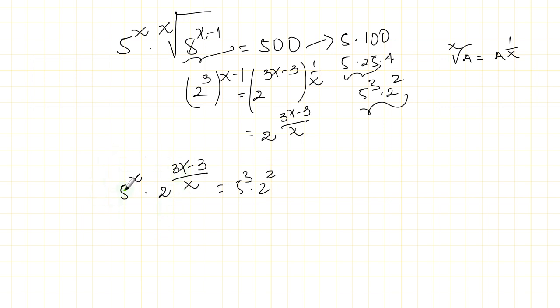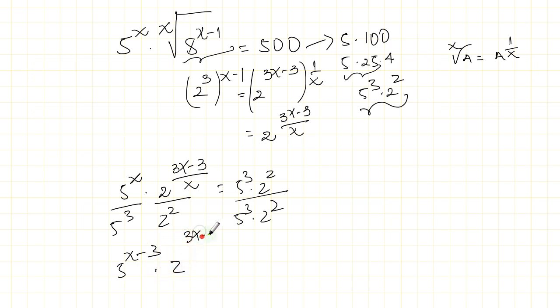Now I'm going to divide both sides by this one here. So let's divide by 5 to the power of 3, and here we're going to divide by 2 to the power of 2. We do the same here, right? So guys, from here we're going to have 1 on the right side, and on the left we have then 5 to the x minus 3, which multiplies 2 to the power of 3x minus 3 over x minus 2, and then this is equal to 1.